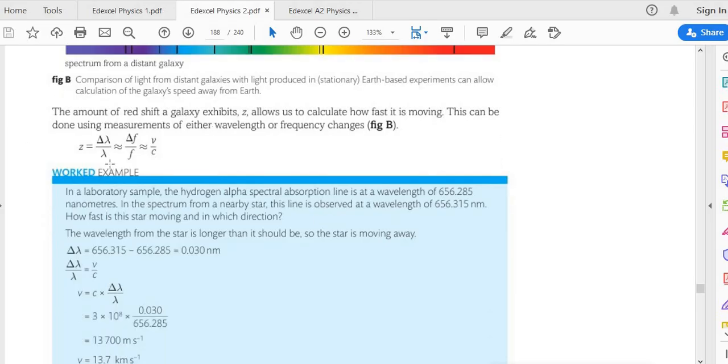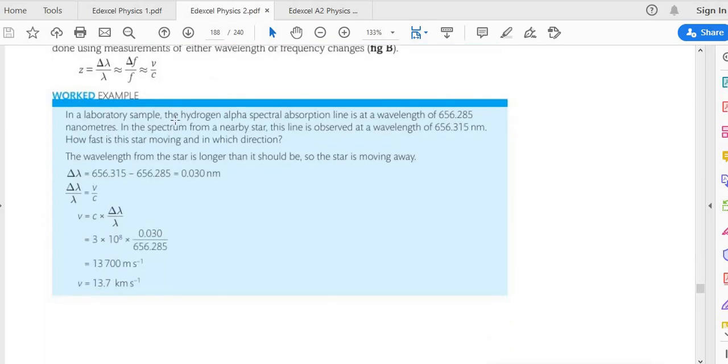Figure B. Let's go through this example. In a laboratory sample, the hydrogen alpha spectral absorption line is at a wavelength of 656.285 nanometers. In the spectrum from a nearby star, this line is observed at a wavelength of 656.315. You can see this wavelength in nanometers is greater than this wavelength. This is what you get in the lab, the first one. Now the same thing from a star has a longer wavelength.